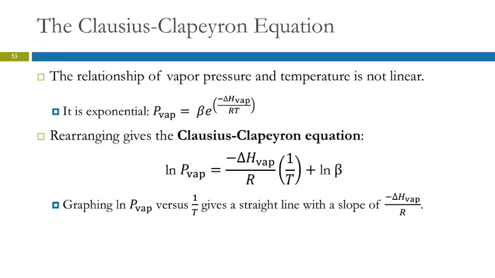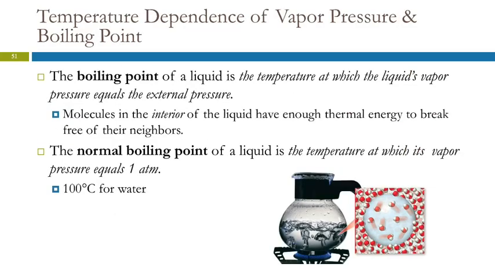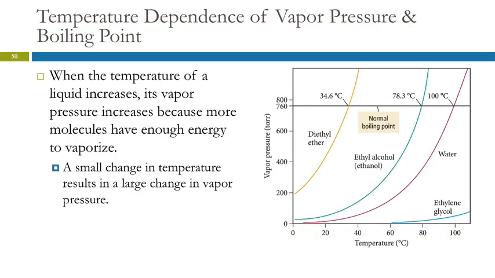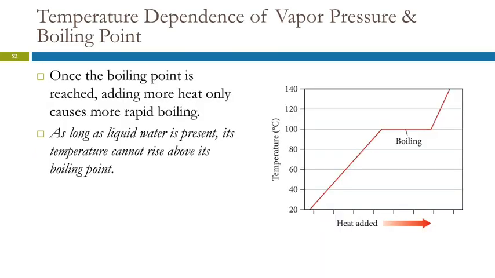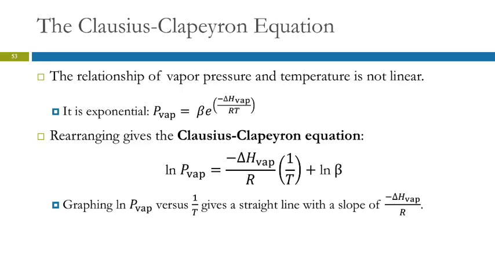The relationship of vapor pressure and temperature is not linear. We can see that, right? Those aren't straight lines. That's vapor pressure versus temperature, not a straight line. Well, chemists, scientists in general, we like to come up with equations to describe things like that. It's an exponential curve where the vapor pressure is equal to a constant times e raised to this power where temperature is up here. It's a complicated relationship. We can take this equation and rearrange it.